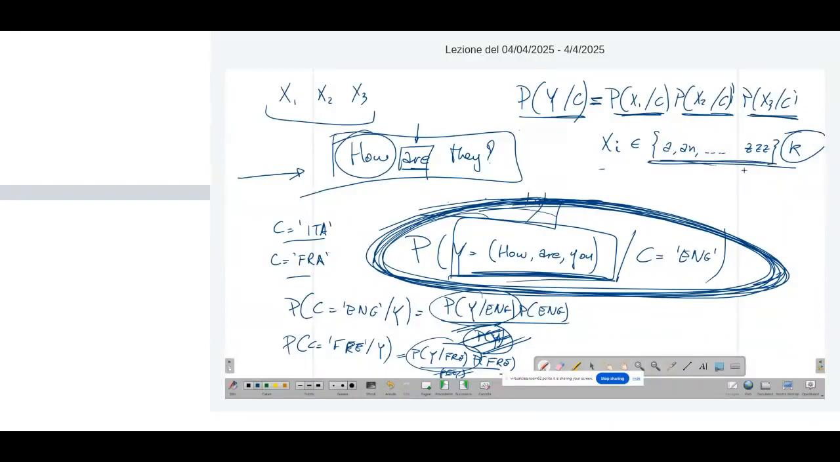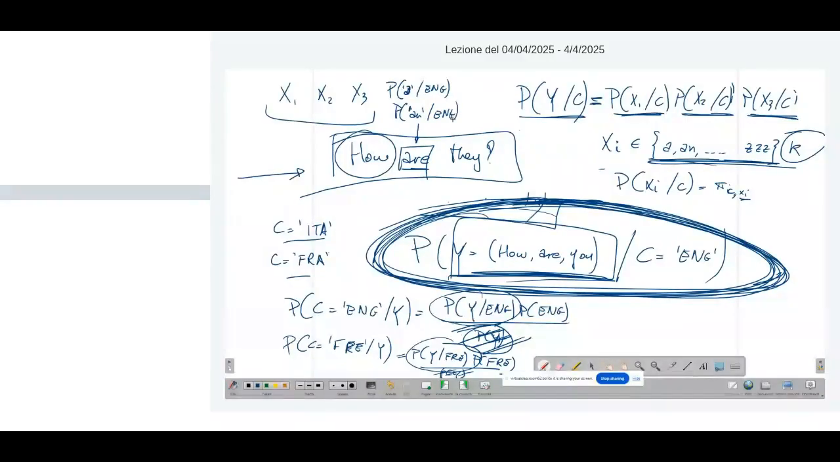But we can, as a first approximation, assume that we can build the model how? By simply specifying for each class what's the probability that we observe the token xi. So for each word that can appear in my dictionary, I say what's the probability that I observe A given that it's English. The probability that I observe an given that it's English.